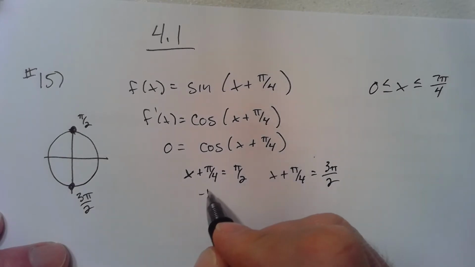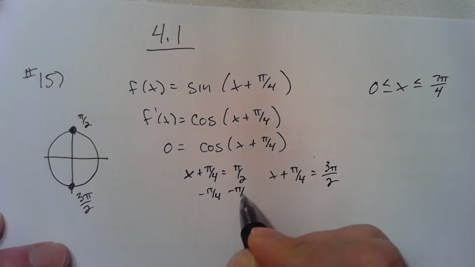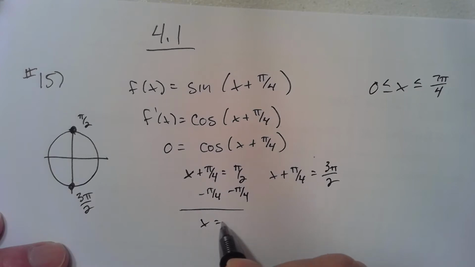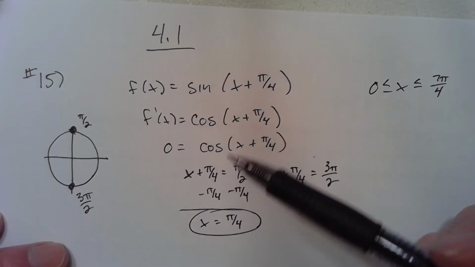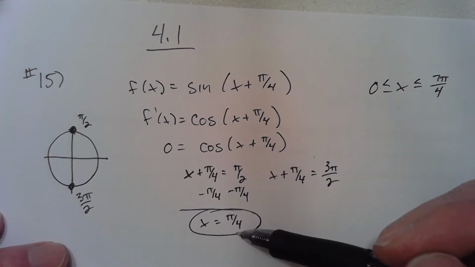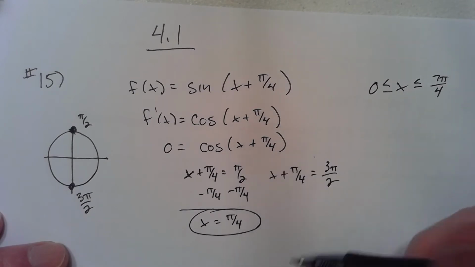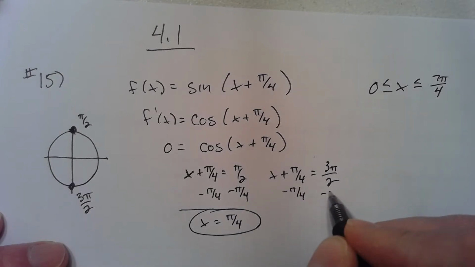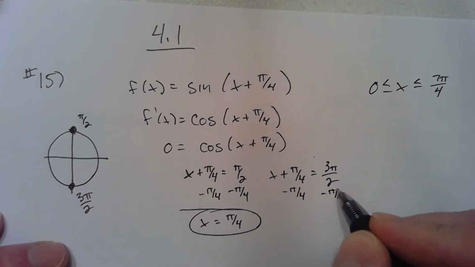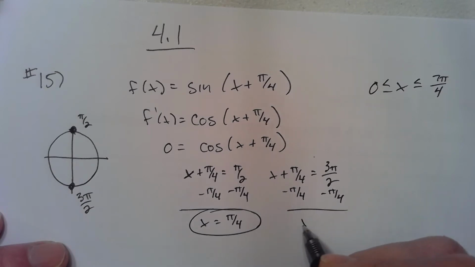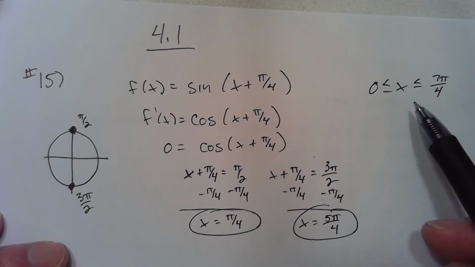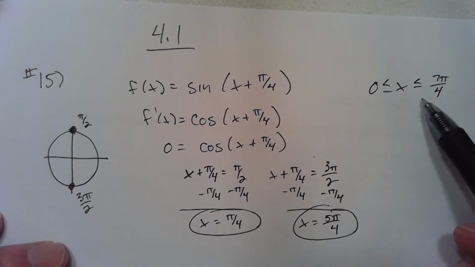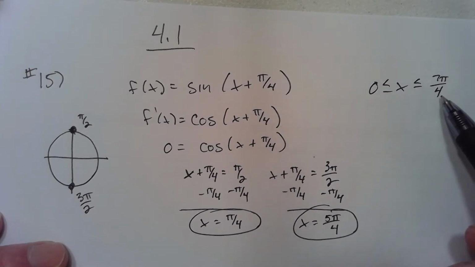You can subtract pi over 4, so 2 pi over 4 minus 1 pi over 4 gives you a pi over 4. So that tells me that the derivative is 0 at that point, so we have a horizontal tangent at x equals pi over 4. Subtract pi over 4, 6 pi over 4 minus 1 pi over 4 is 5 pi over 4, and we're still within our interval from 0 to 7 pi over 4.